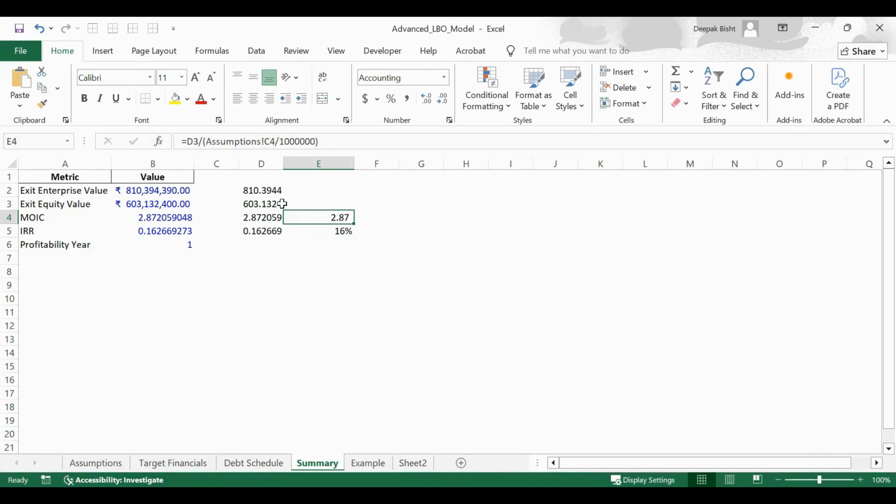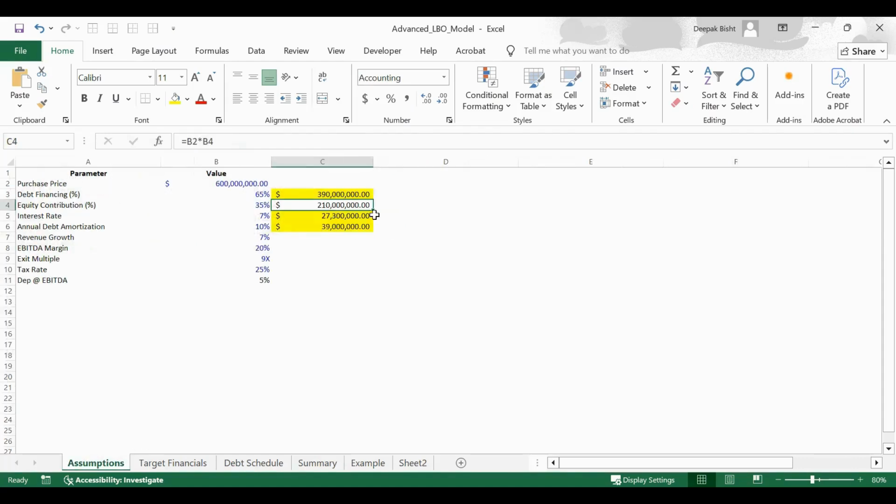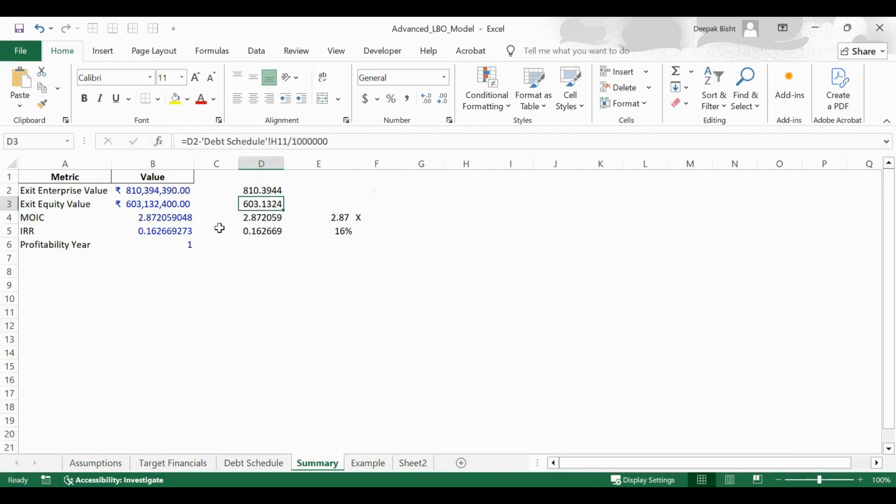And internal rate of return means that if we were to calculate an annualized rate of return, because this is a multiple only, this much times x. If we were to invest this 210 million somewhere else, at what percentage would this money have given us 603 million? That's the internal rate of return, and this is 16.27 percent rounded off. So this is what internal rate of return means. So let's get back to the presentation.